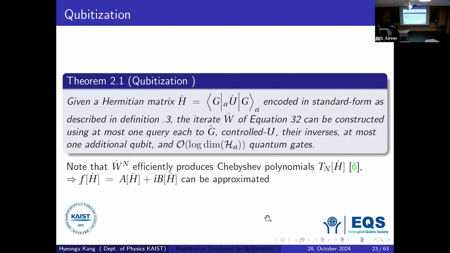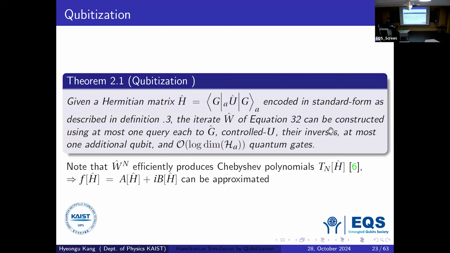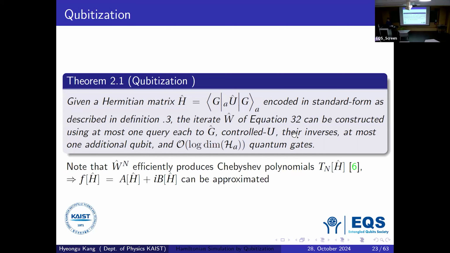Now we talk about the qubitization. So if the Hermitian matrix H is encoded in a standard form, as described in this definition, the iterate we define, this one, can be constructed using at most one controlled G hat and controlled U and other things in a quantum gate.